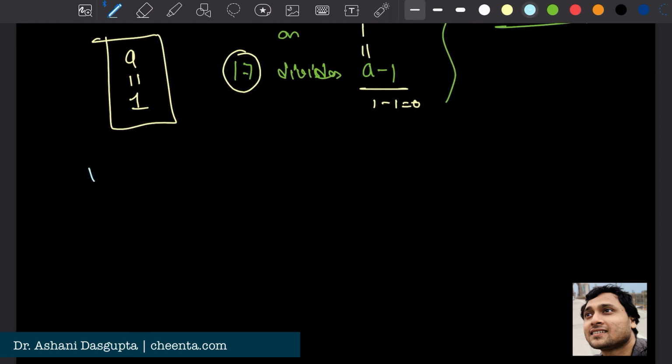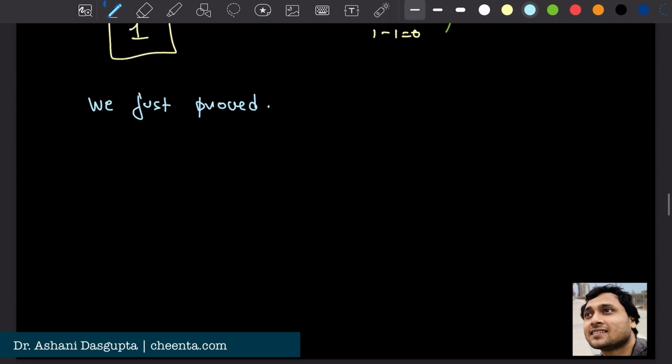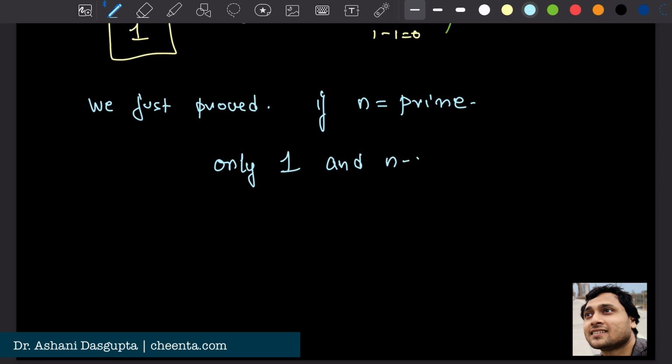So what we just proved, though we used 17, the argument will be the same for any prime number. We just proved that if n is equal to a prime number, only 1 and n minus 1 are self-inverses. All other numbers are not self-inverses.